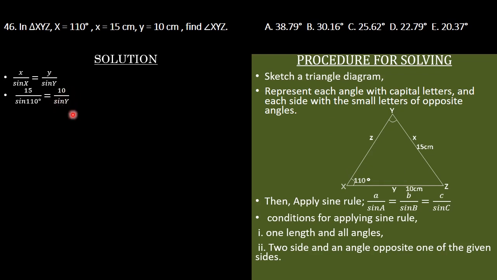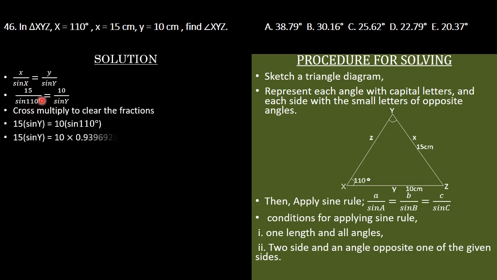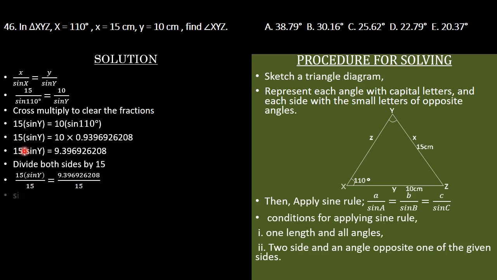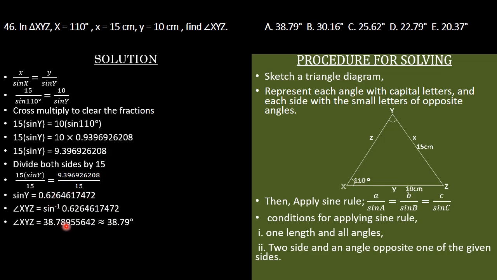The next thing here is to cross multiply to clear the fractions. 15 multiplied by sine Y is equal to 10 multiplied by sine 110. Sine 110 is 0.939692628. When you multiply 10 by this, you have 9.396926208. Then divide both sides by 15, and you have sine Y equal to 0.6264617472. The arcsine of this value is 38.78955642. When you approximate it to two decimal places, we have 38.79 degrees.